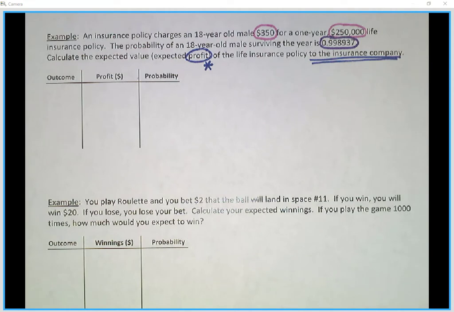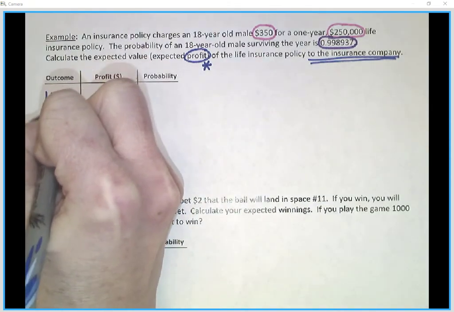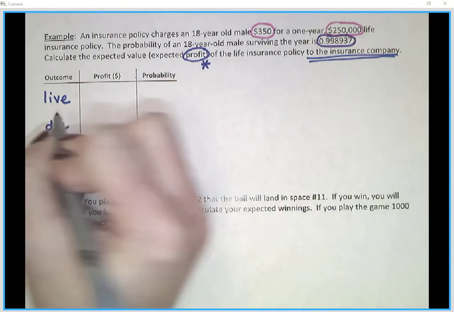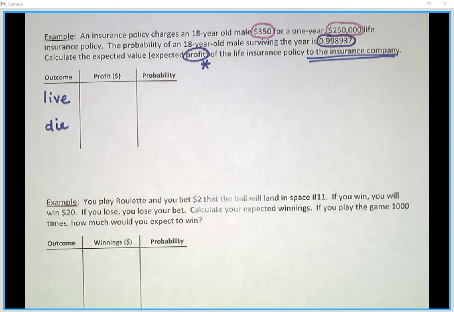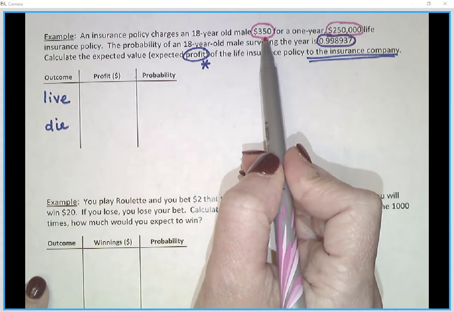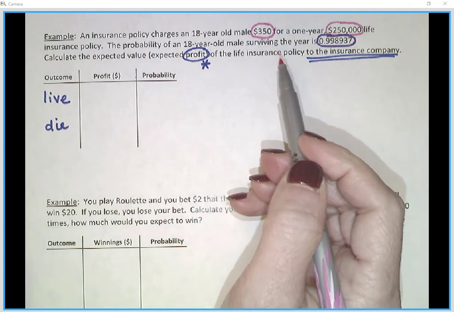The first thing you want to do is think about what the different outcomes are that could happen at the end of the year. Well, there's one outcome, that this 18-year-old male could live, and the other outcome is that he could die. There are only 2 outcomes, live or die. Now, when you're talking profit, you have to do some sort of subtraction. In terms of profit, if this 18-year-old male lives through the year, the insurance company gets to keep this $350. That's straight profit that they get to keep.